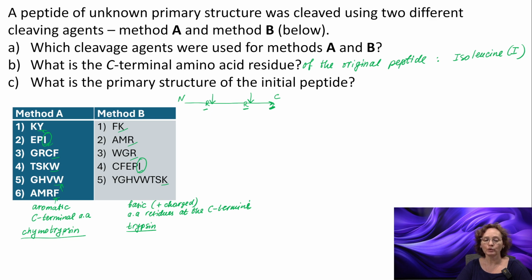And finally, what is the primary structure of the initial peptide? In order for me to proceed, I need to locate the longest peptide that contains that C-terminal amino acid of the original peptide that we just figured out. And that would be peptide 4 produced by method B. So I'm going to write its sequence in the rightmost part of my paper, right?